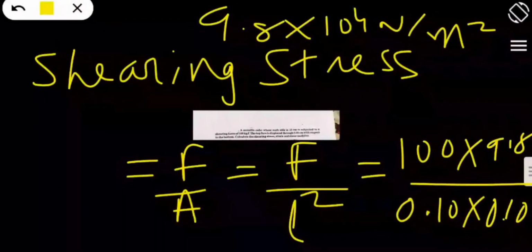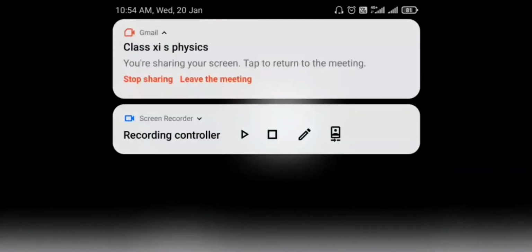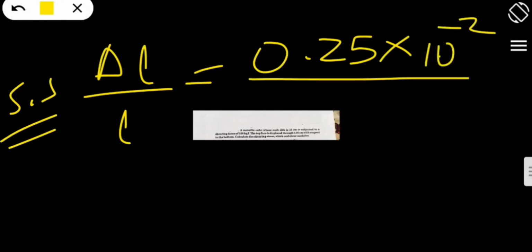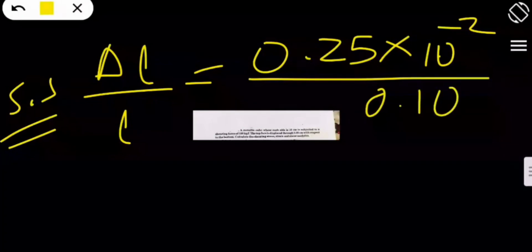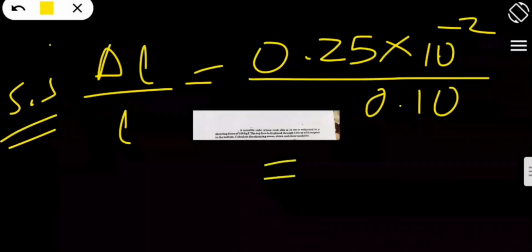Hope all of you wrote. Now next one is shearing strain. Strain has the formula, you know it very well. What is that? Delta L upon L. Write down shearing strain, delta L upon L, that is 0.25 into 10 to the power minus 2, this is the delta L, divided by 0.10, right? So if you place it, you will get the answer. This shearing strain is what? Theta.